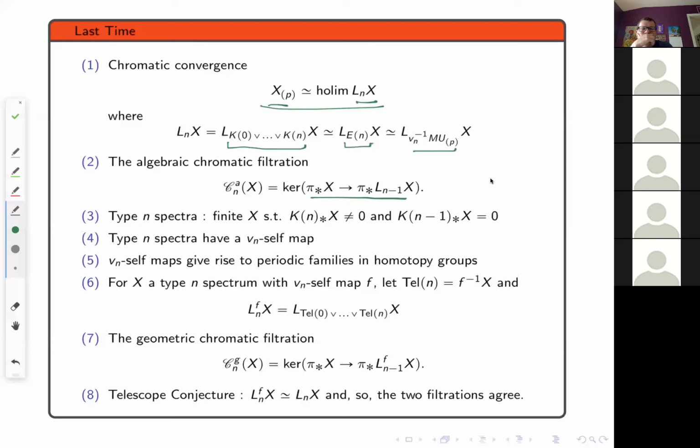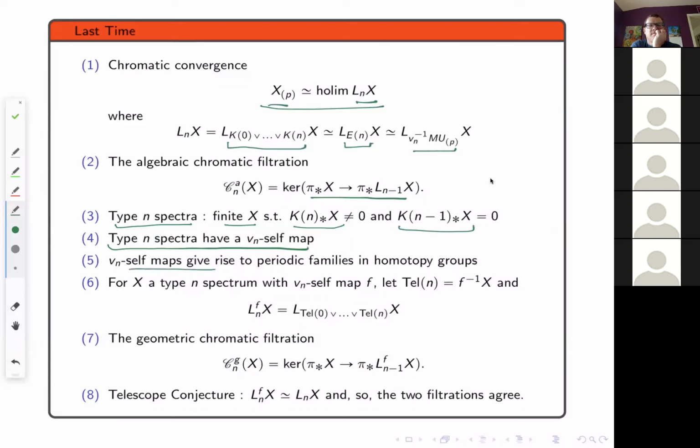Then we discussed type n spectra. At first I defined these to be finite spectra X whose K(n)-star homology is non-zero, and such that K(n-1)-star of X does vanish. I talked about theorems such as the thick subcategory theorem, but one of the theorems that we discussed was that type n spectra have v_n self-maps. So they have self-maps that have nice properties with what they do on K(n)-star homology.